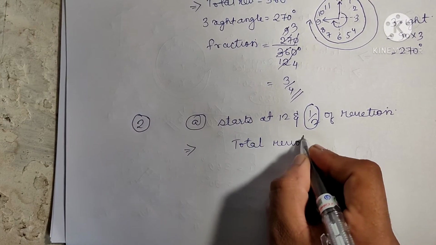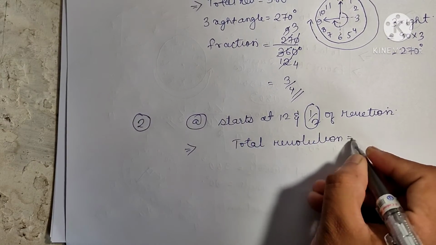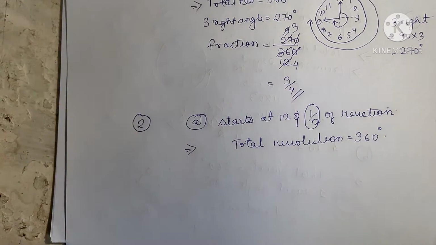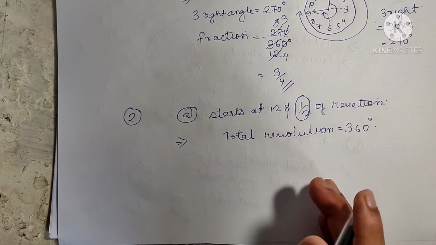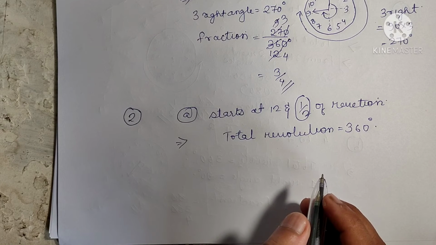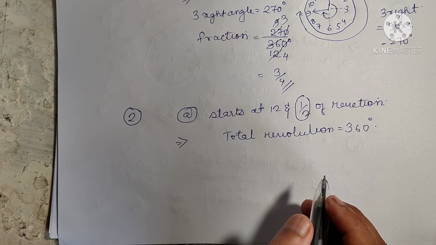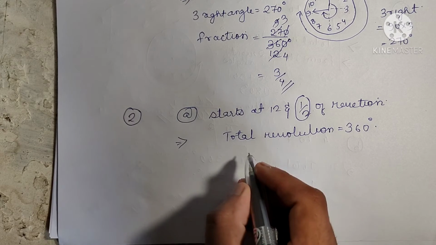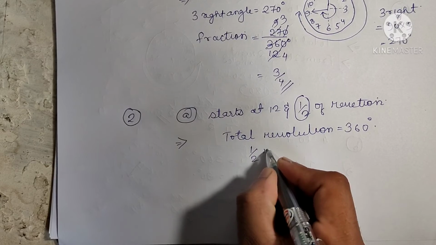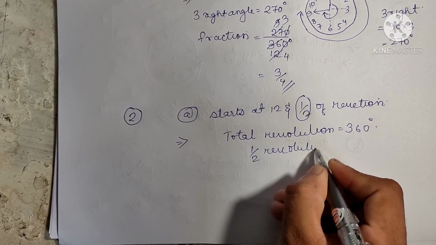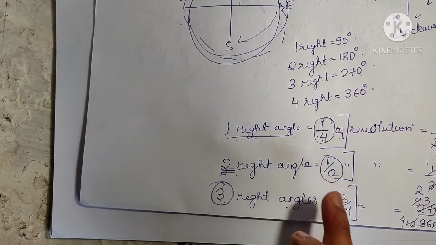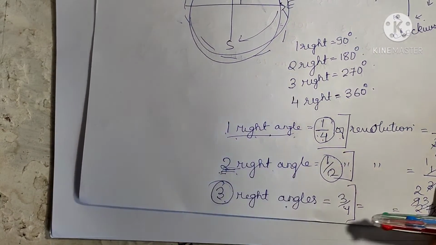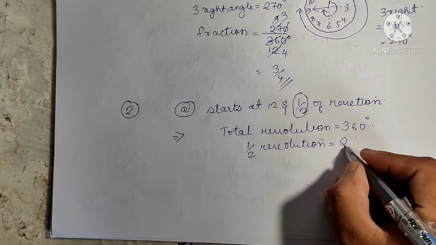In this clock we'll always start with total revolution. Okay, total revolution we know how much, 360 degree. So you'll say that when our hand of a clock starts at 12 and makes 1/2 of a revolution, it will rotate 180 degree. Two right angles, 1/2 revolution, you write like this: 1/2 revolution equal to how much I have shown you here in the first slide, isn't it? I have shown 1/2 equal to 2 right angles. So you write 2 right angles.